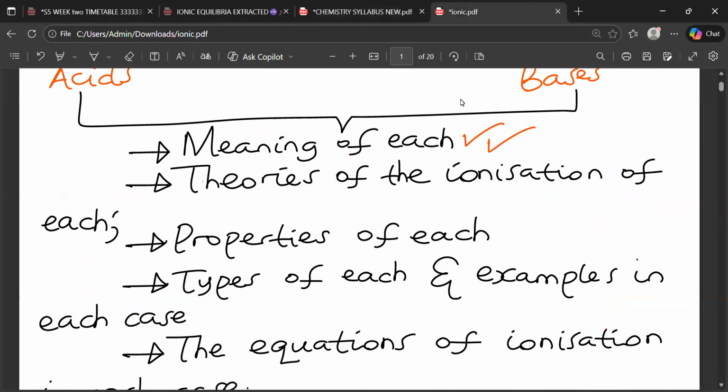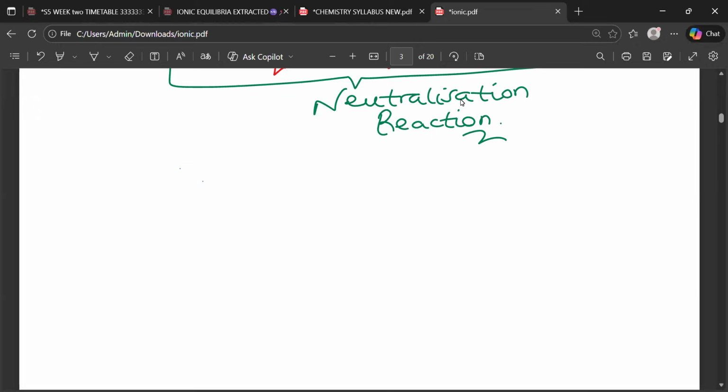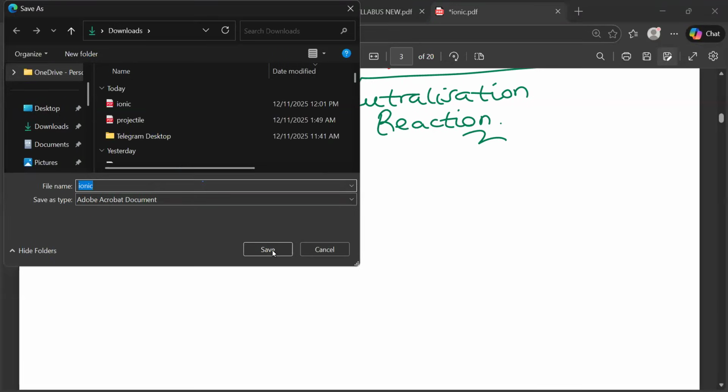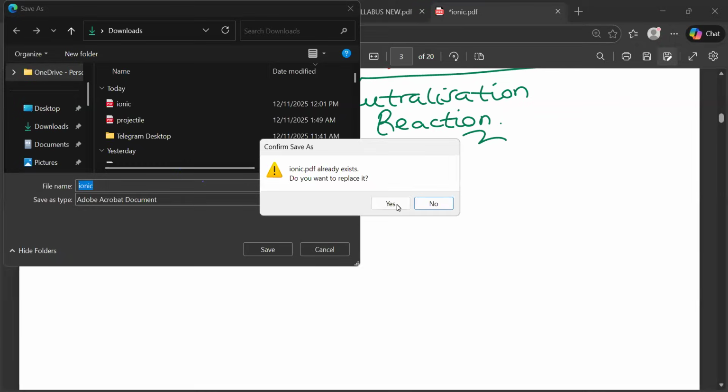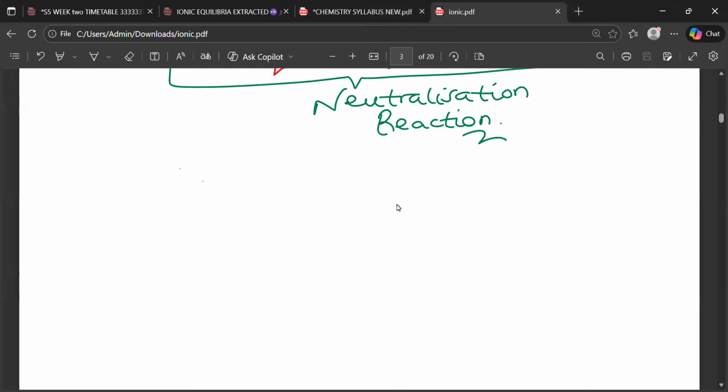The theories of ionization. As they were introducing these things of acids, bases, and so on, a lot of theories came up. Different people came with their own perspectives as far as acids and bases are concerned. And those perspectives have been already discussed. I'm going to just attach a perspective to an individual.